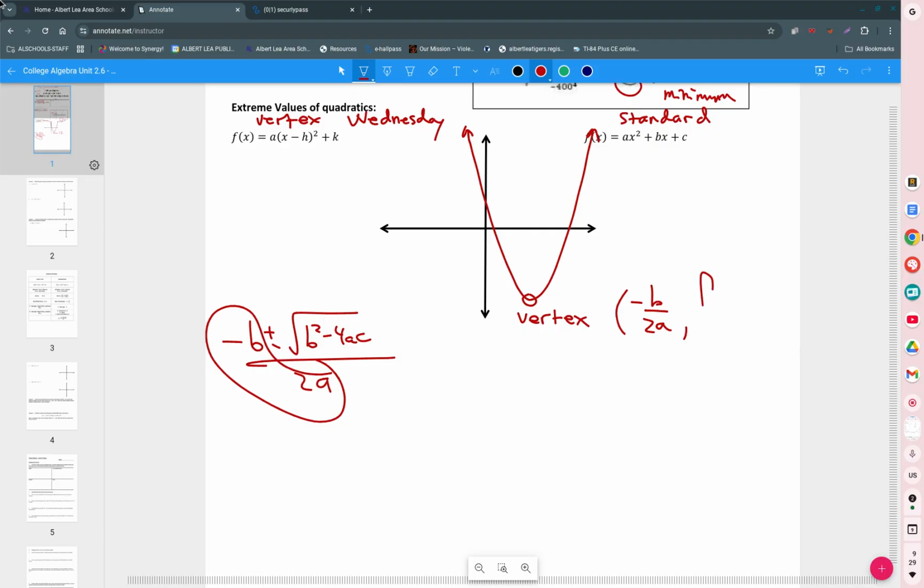How we get the y value is we do f of negative b divided by 2a, and that will tell me the y value of the vertex. Once we find the vertex, it's easy to identify this thing. Anybody know what we call that? Axis of symmetry.